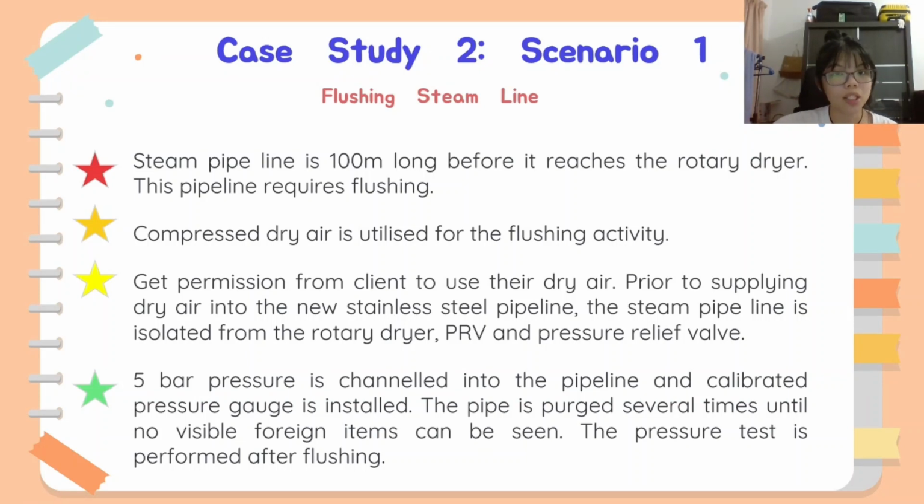Prior to supplying dry air into the new stainless steel pipeline, the steam pipeline is isolated from the rotary dryer, PRV, and pressure relief valve. Next, 5 bar of pressure is channeled into the pipeline and a calibrated pressure gauge is installed. The pipe is purged several times until no visible foreign item can be seen, and lastly, the pressure test is performed after flushing.